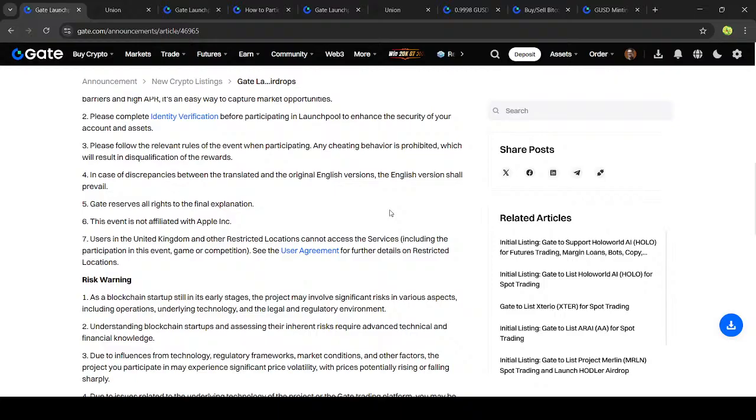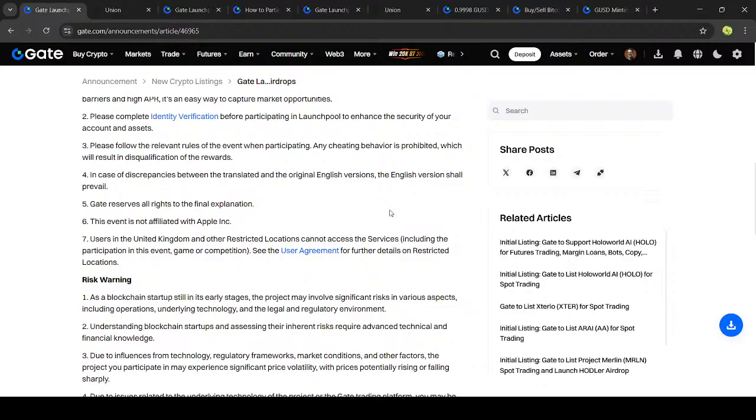So in case of any variation between the translated version and the original English version, the English version shall prevail. Gate reserves all rights to the final interpretation.